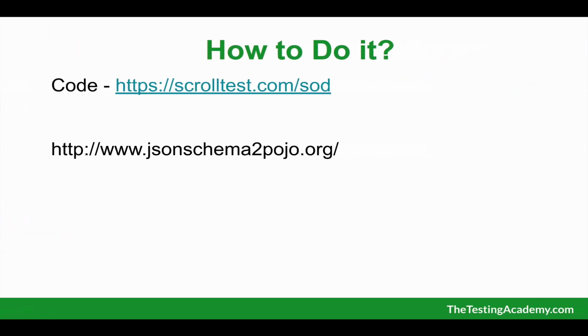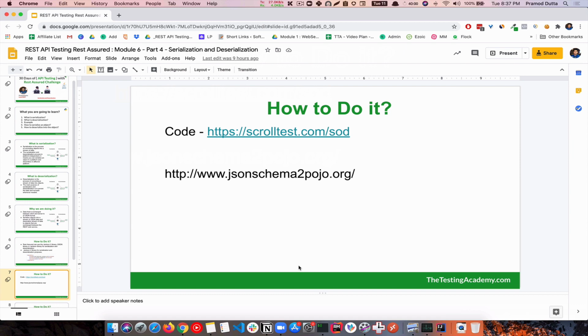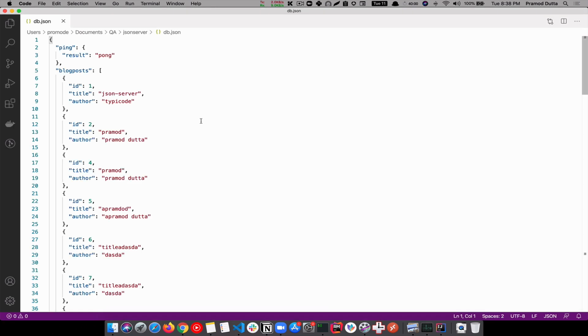Let's see the demo, and if you want to convert an object into a Pojo class, you can do it. Let me show you step by step what we are doing here. Now I'm going to run my JSON server. Let me show you how my JSON server looks. This is my db.json file, which contains different data. Let me show you what it is.